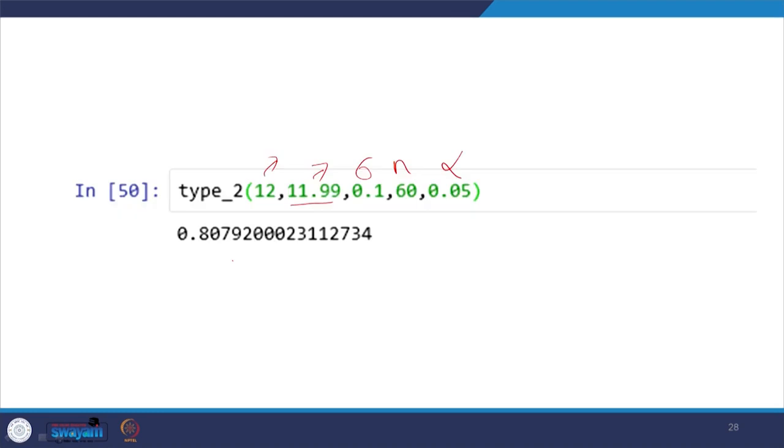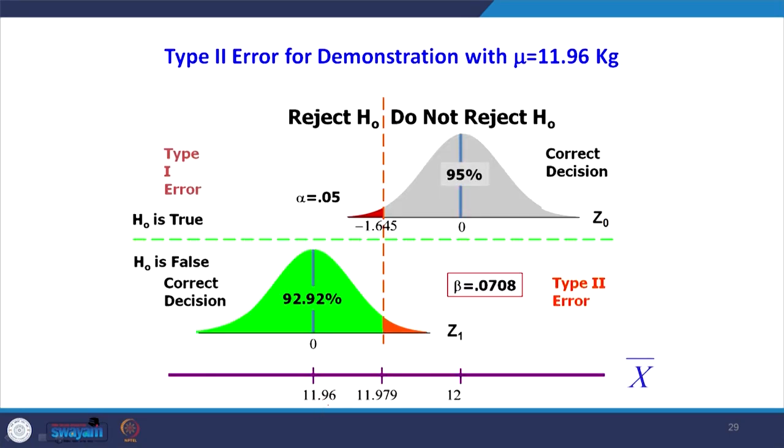We are getting approximately 80 percent. I will go to see another problem. The true mean is 11.96, a little far away from the 12. What is that? The true mean has gone towards the left hand side. Now, what has happened to the value of beta?